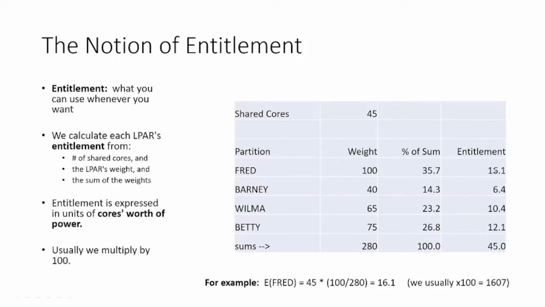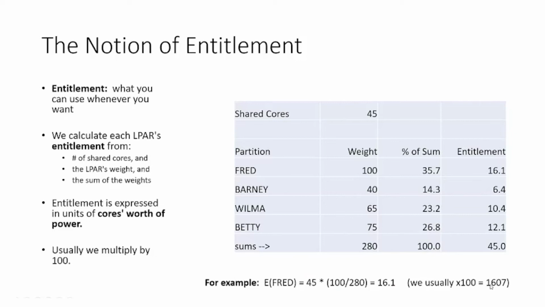You're going to see that the entitlement and the number of logical cores defined for the partition are closely related. As we go through this presentation, you're going to see that pretty clearly. So here's the formula for calculating the entitlement for Fred. I have the 45 shared cores. I have Fred's weight divided by the sum of the weights, and that gave us 16.1 cores worth of power.